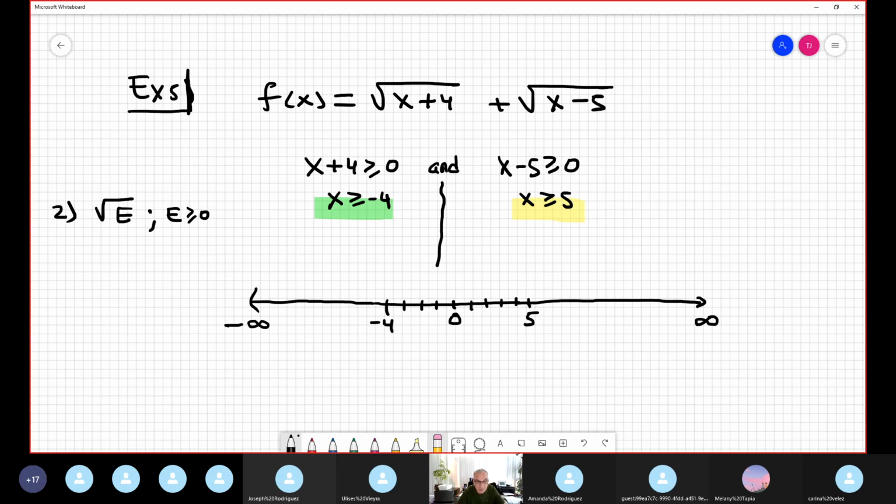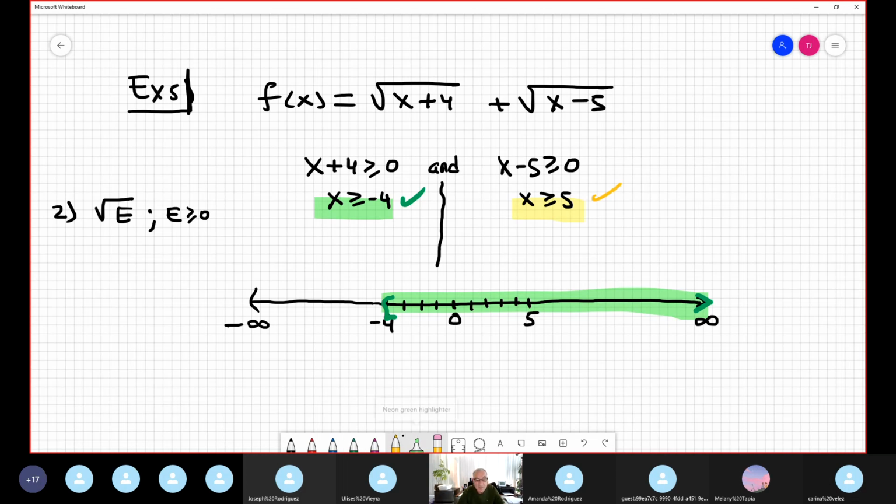Suppose the green part. The green part goes from negative 4, but to the right, because it's greater than. So I highlight it that way. This continues forever and includes negative 4, because you see the equal sign includes negative 4. This is the green part that represents that inequality. Let's move on to the yellow part.